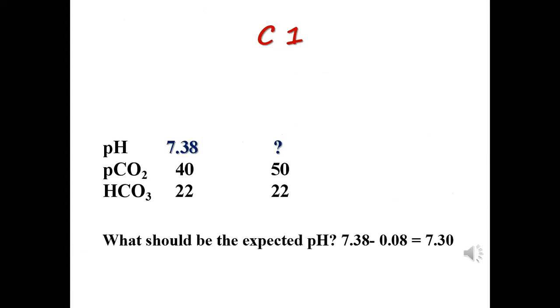Again, this is to re-emphasize the same fact that if the PCO2 changes by 10, the change in pH will be 0.08. So if the PCO2 is increased, the pH should have fallen. So what will be the expected pH? 7.38 minus 0.08. It will be 7.30.